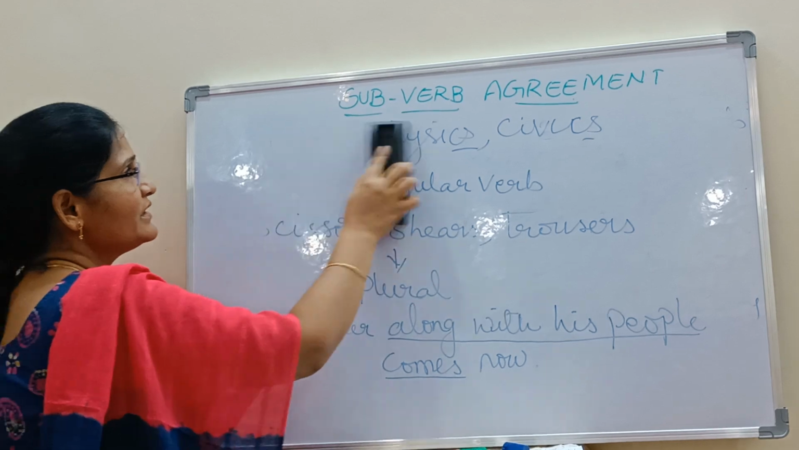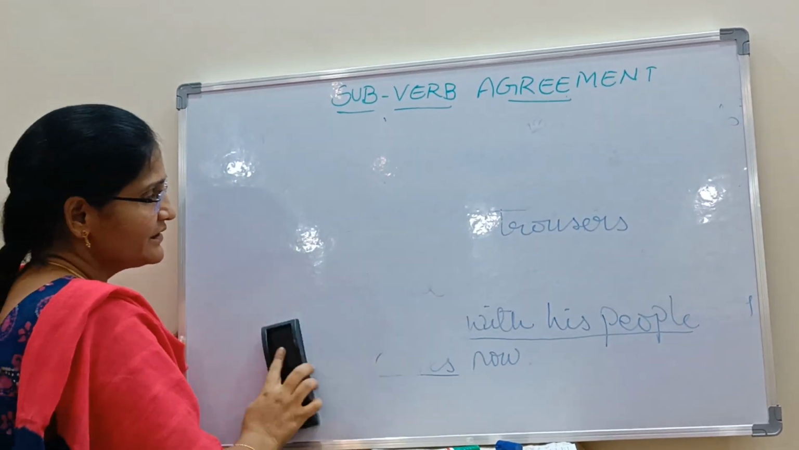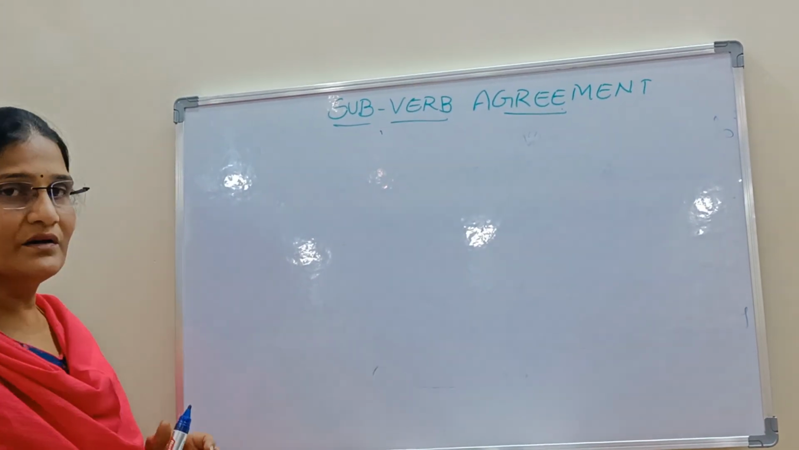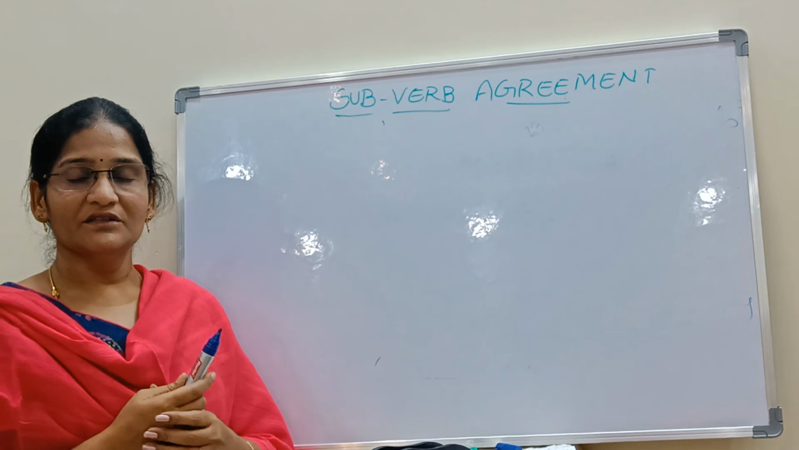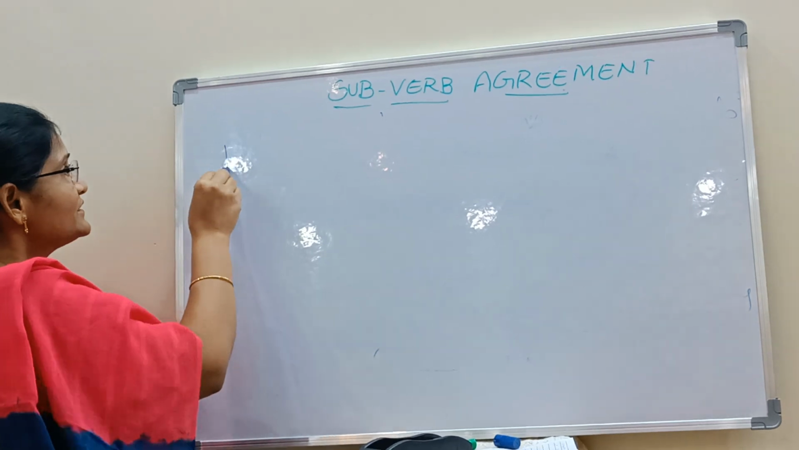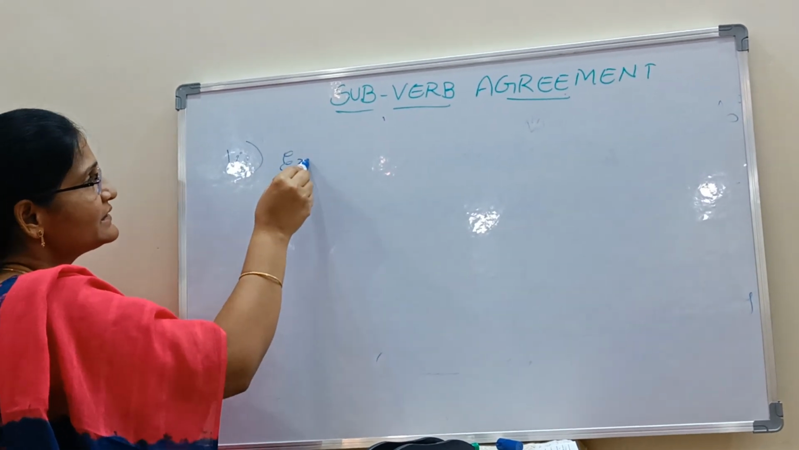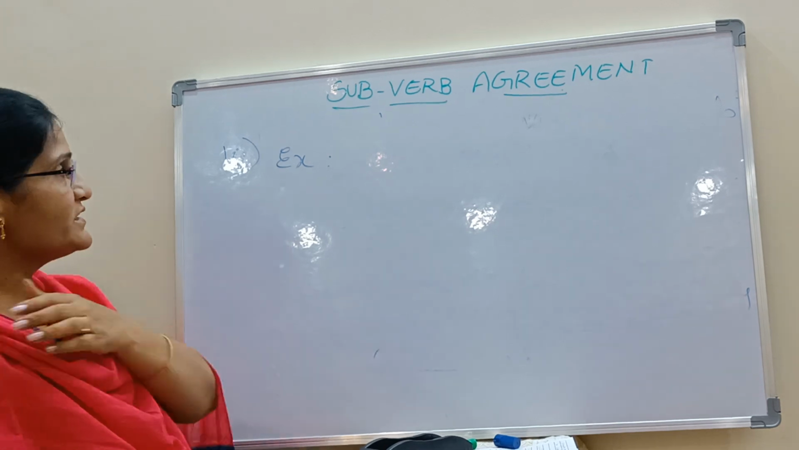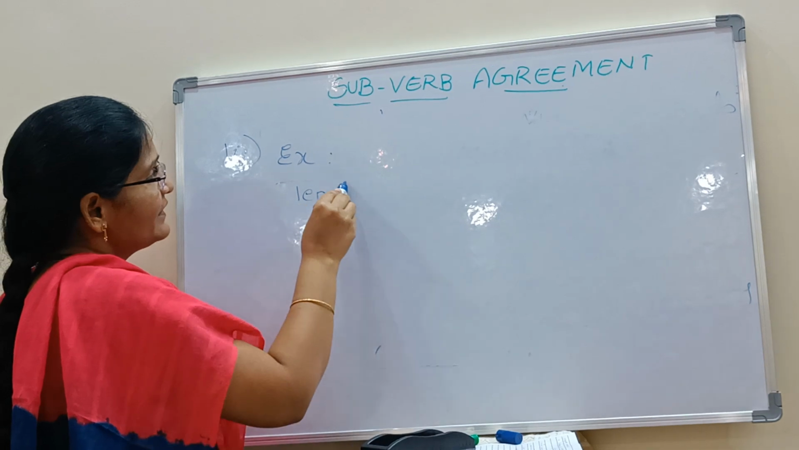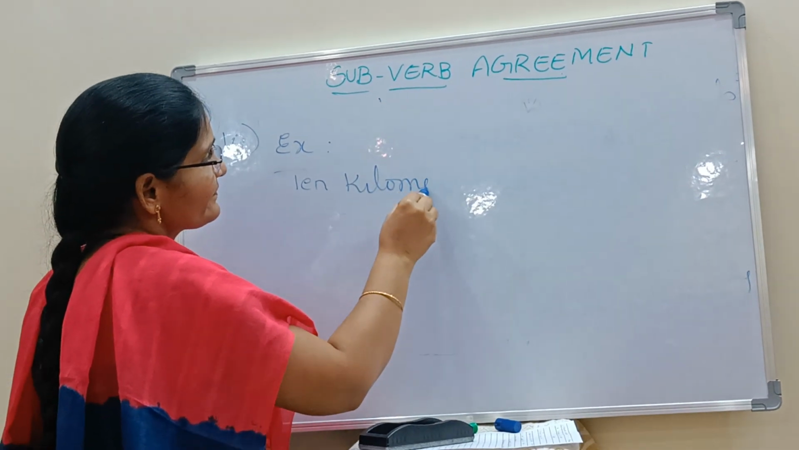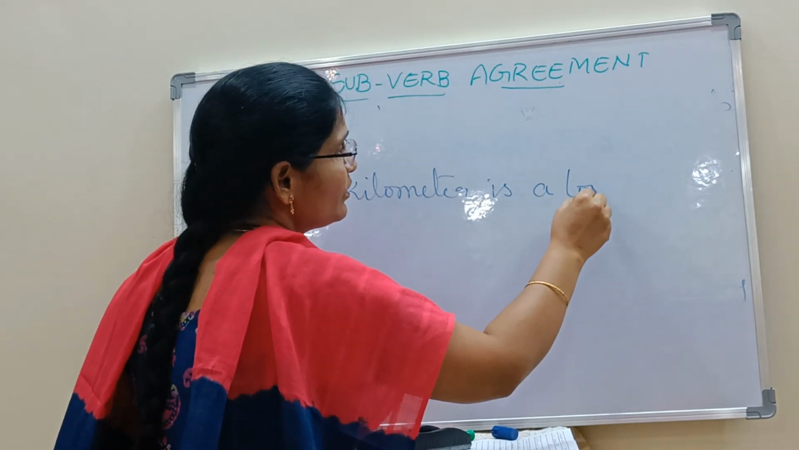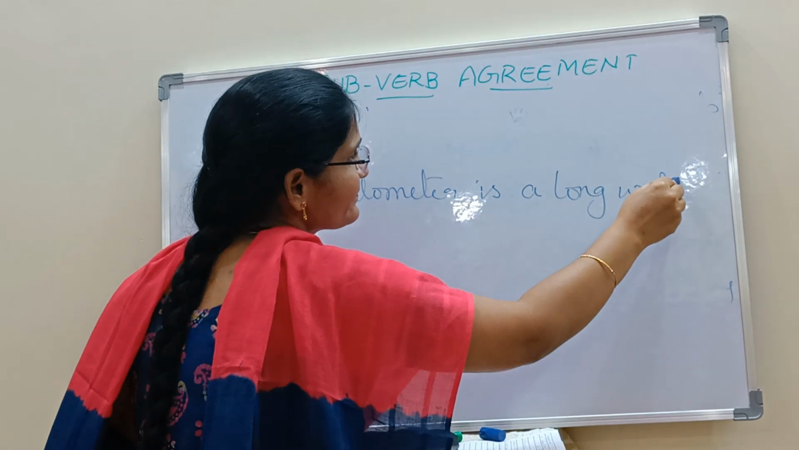And the last rule, that is the 10th rule. Many times here also we get confused, because whenever we mention a specific quantity, we consider it as singular itself. I'll give you an example for this, the 10th rule, the specific quantity. 10 kilometers is a long walk.